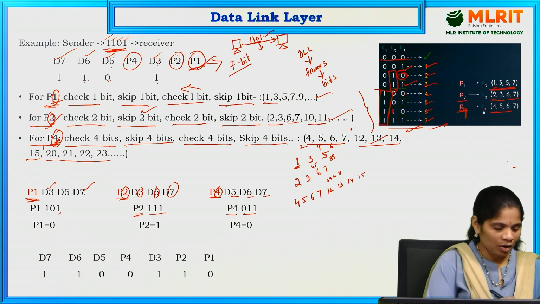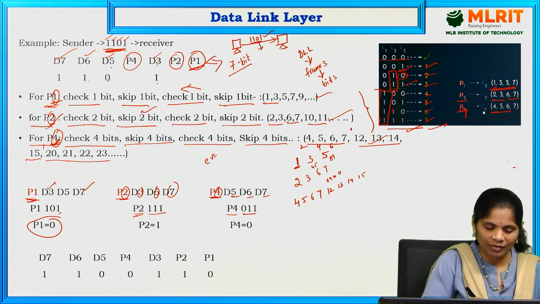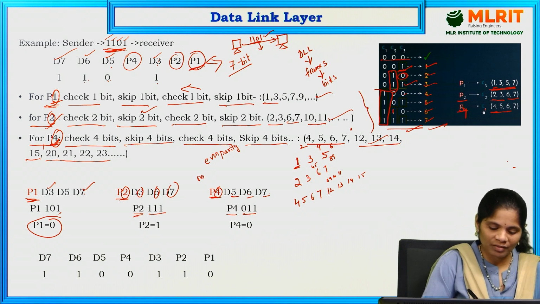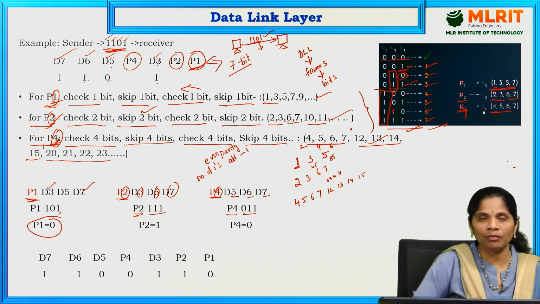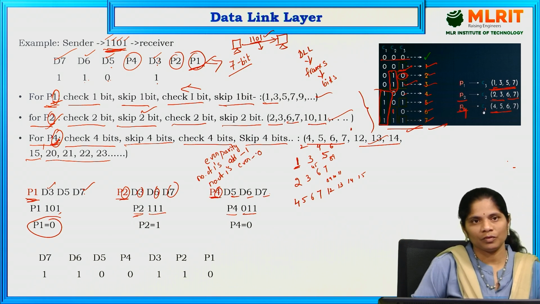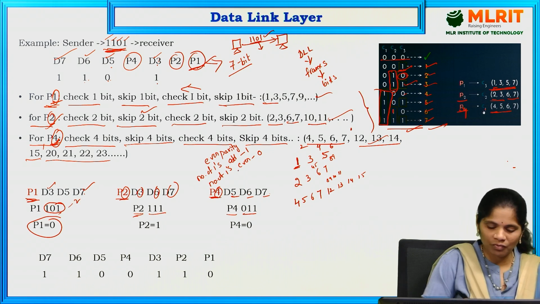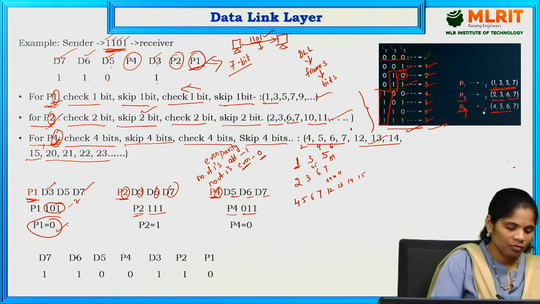So next, how do I find this parity? For that we already know the concept of even parity and odd parity, right? In most cases we use even parity, right? What is the even parity condition? If the number of ones is odd, we have to append 1. If the number of ones is even, then we append 0. So in this case, how many ones are there? Only 2 ones. 2 means even. If it is even, we append 0. So P1 is going to be 0.